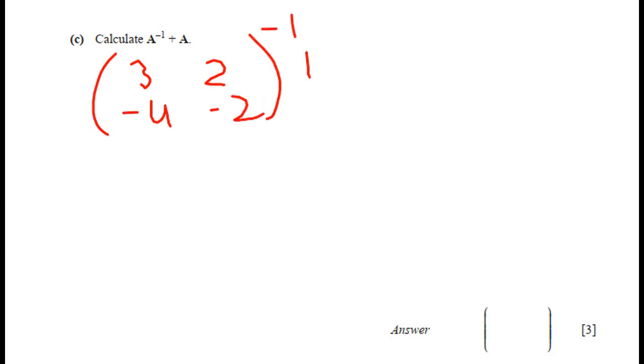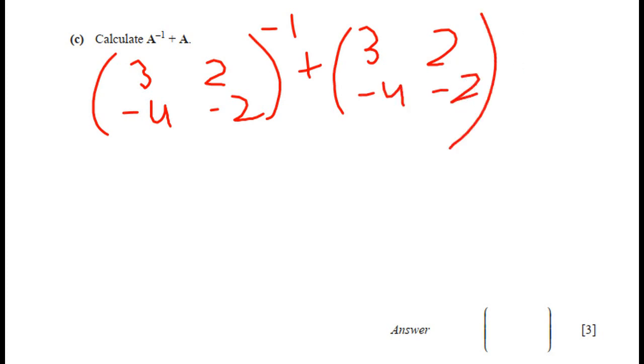Okay, next we have to add A inverse plus A. So A inverse will be, A is 3, 2, minus 4, minus 2. We have to find the inverse of this, and then we add matrix A to it, which is 3, 2, minus 4, minus 2. Now let's deal with this first.